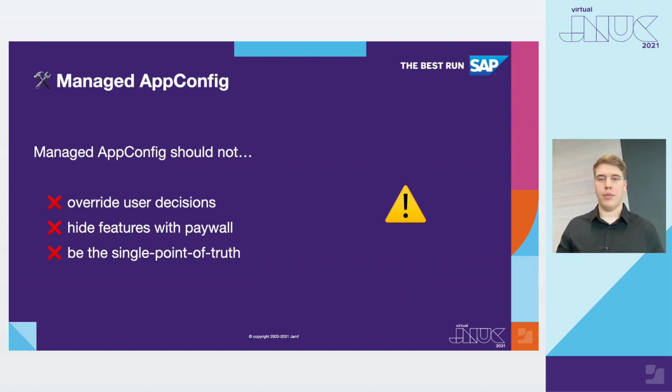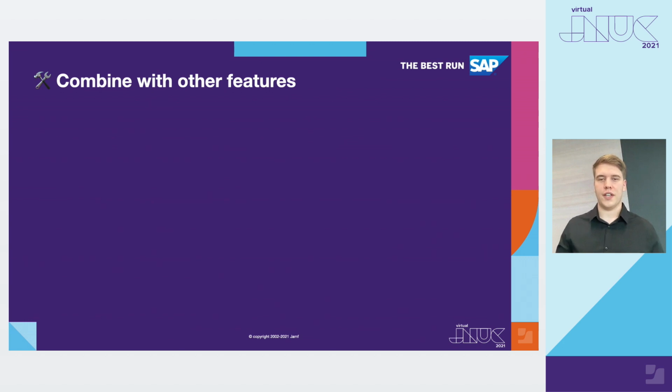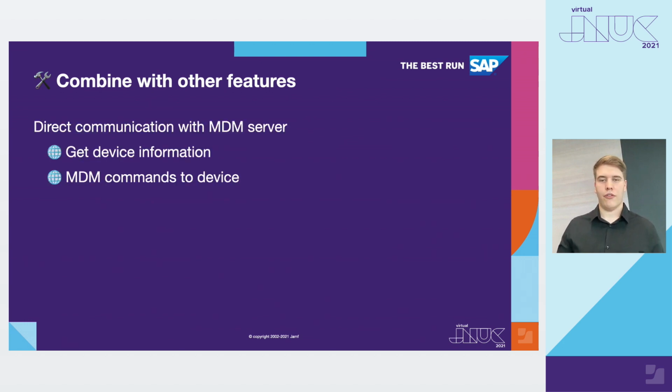So that's AppConfig, but in combination with other features, it gets even better. So for example, let's take the direct communication to an MDM server. You can get device information like the device name, maybe the user's phone number, for example, or a serial number, which are usually unavailable on the device directly.